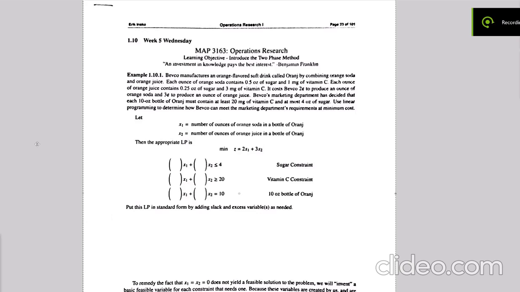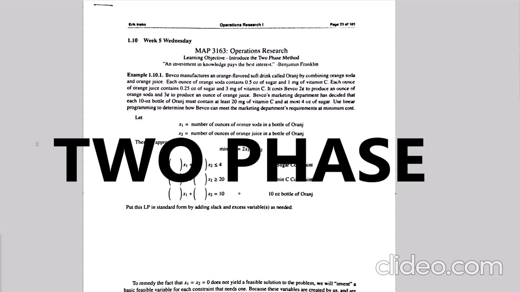I assume most of you are going to be in Dr. Insco's class. If you are, this is week 5 Wednesday. If you're not in Dr. Insco's class and you have no idea what I'm talking about, then this is two-phase.